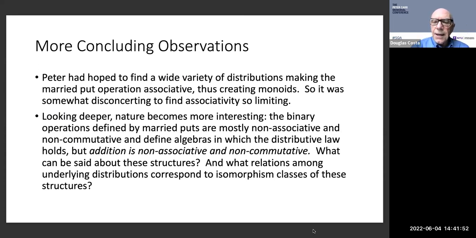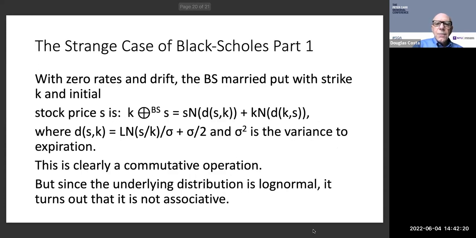So they're defining algebras in which the distributive law holds for multiplication over addition, and multiplication is commutative and has inverses, but addition itself is non-associative and non-commutative. So what can we say about such structures? And what relations are there among underlying distributions which correspond to isomorphism classes of these structures?